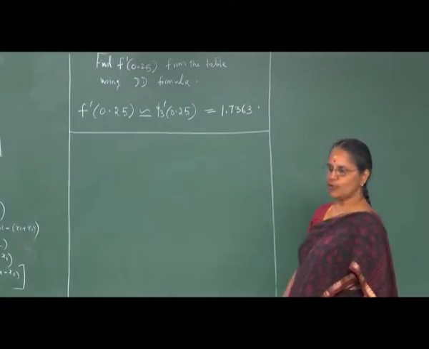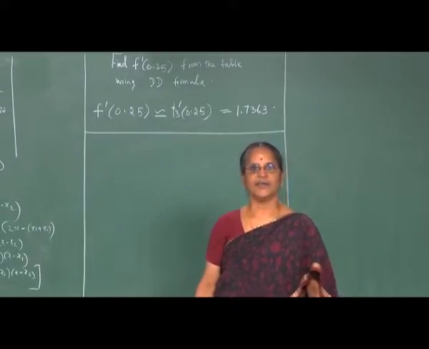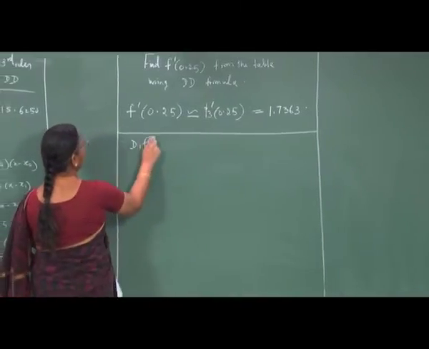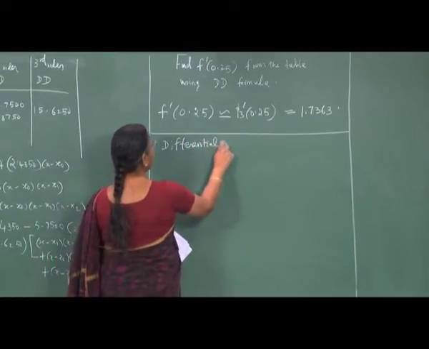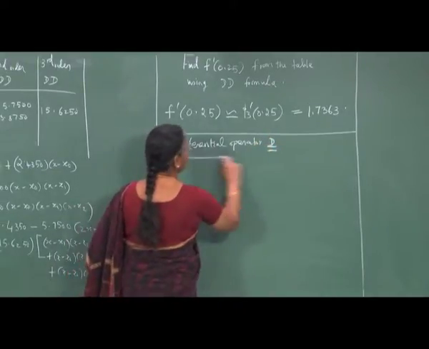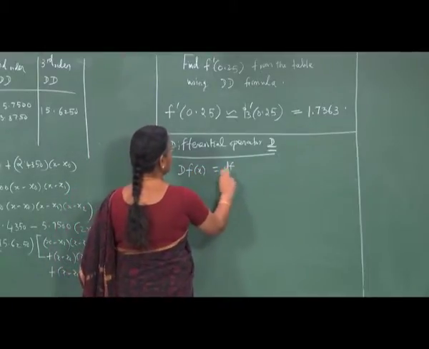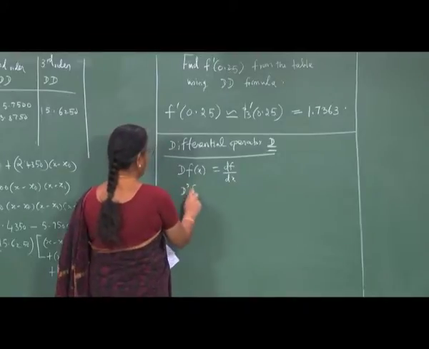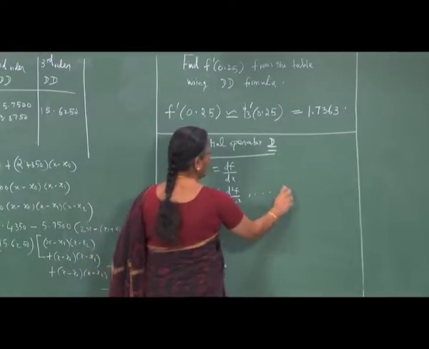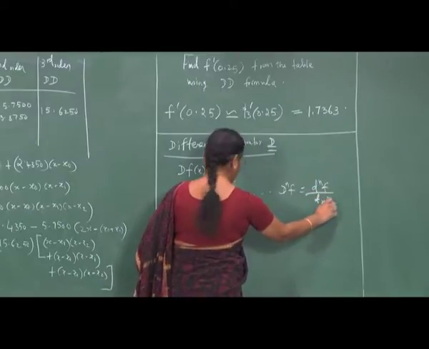So, now we move over to another method of getting estimates. I introduce what is known as the differential operator. Let us denote it by D. This operator is such that D on f of x is nothing but d by dx of f. D square on f of x is d square f by dx square. So, the nth derivative on f will be the nth derivative of f with respect to x.